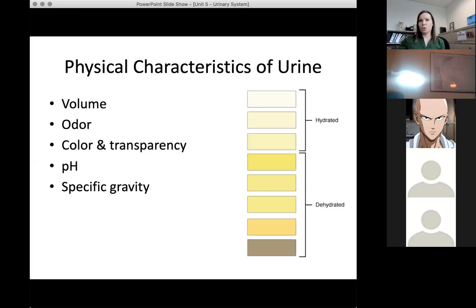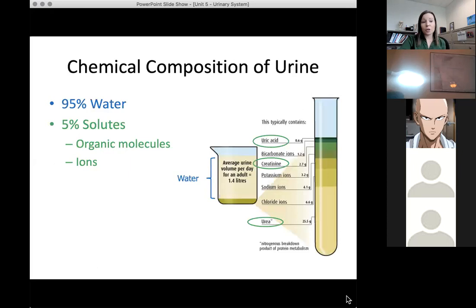Compared to the weight of an equal volume of distilled water. So if you're comparing urine to distilled water, and distilled water gets a value of 1, urine is going to be a little bit higher because urine is water, but with some added solutes in it, like ions, various molecules.